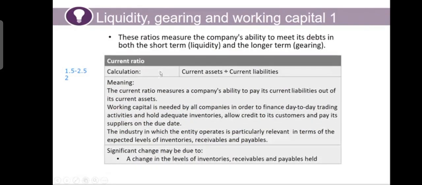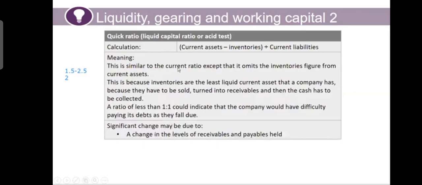So the quick ratio and the current ratio are quite similar. The only difference is that in the current ratio you use current assets, and in the quick ratio you use quick assets. Quick assets means current assets minus inventories. So you ask, what if I am not able to sell my inventories? Will I still be able to pay my liabilities? Can I pay my liabilities without selling my inventories, because I'm not sure if they will be sold or not? So this is the quick ratio.